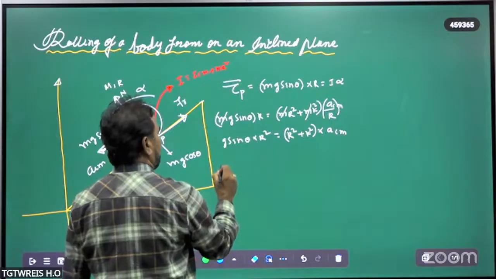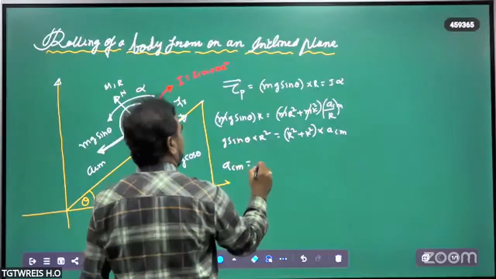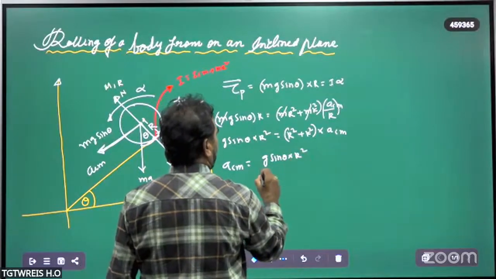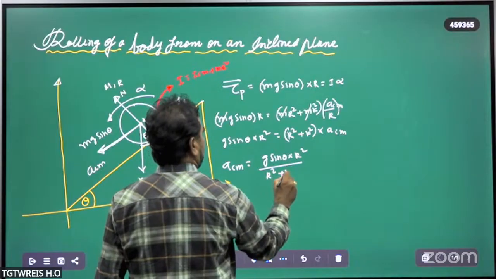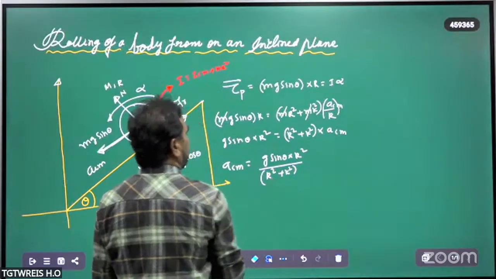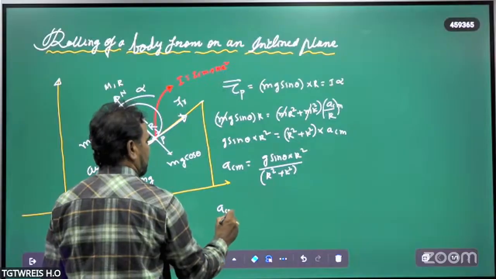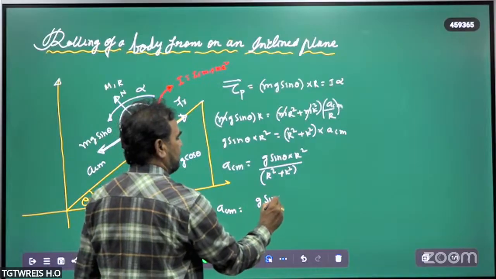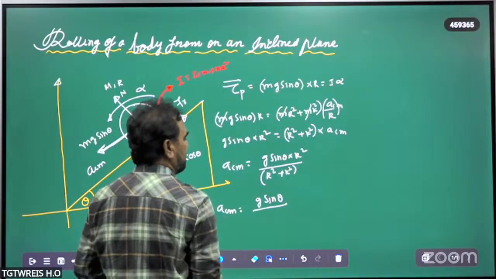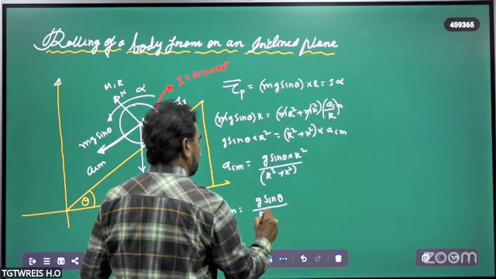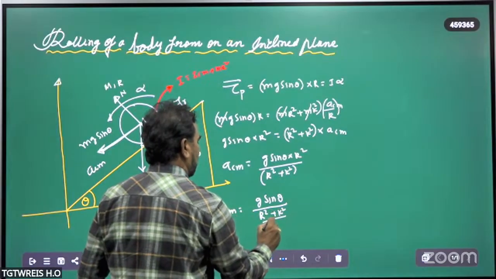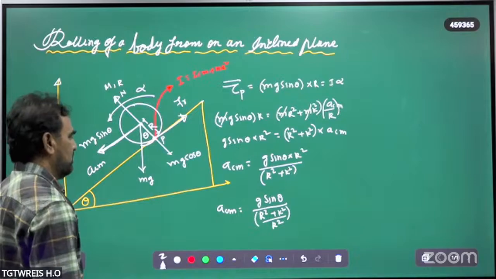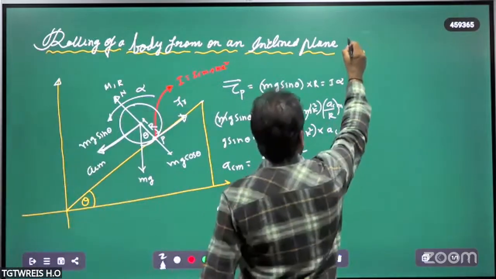ACM is equal to g sin theta into r square upon r square plus k square. See, ACM is equal to g sin theta upon, taking r square in the denominator, how would the equation change? r square plus k square upon r square. This is what I am writing here.